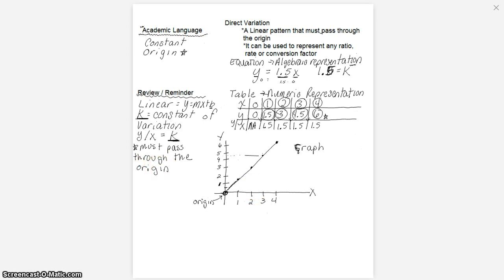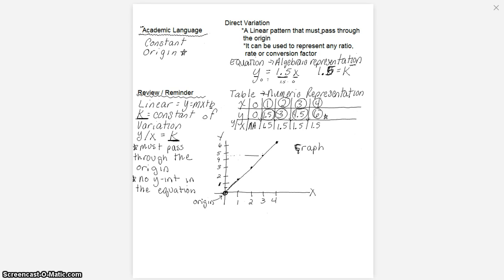Okay, and let's see if I'm missing anything here. Nope, your y divided by x is always going to be the same number. There is no y-intercept in the equation. Let's write that somewhere over in reminders. No y-intercept in the equation, because it's a special type of linear relationship. And I think that that's all that I have.